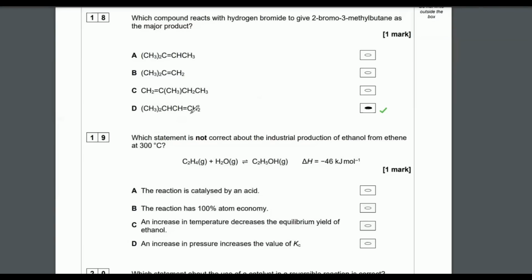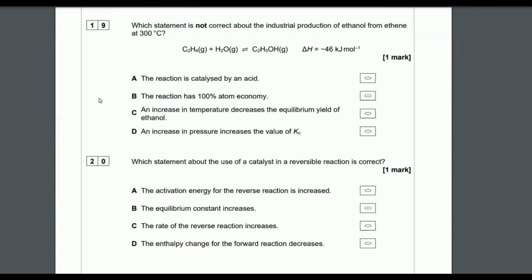However, if the bromine atom joins here, the carbocation that will form that version will only have one alkyl group and so will be less stable. So that carbocation is much less likely to happen. The bromine is much less likely to join onto the first carbon. It's much more likely to join onto the second carbon and form D.